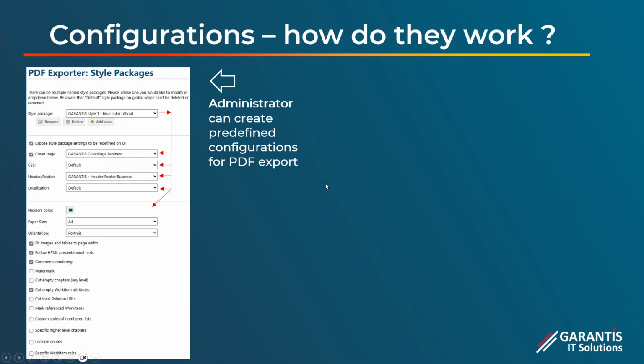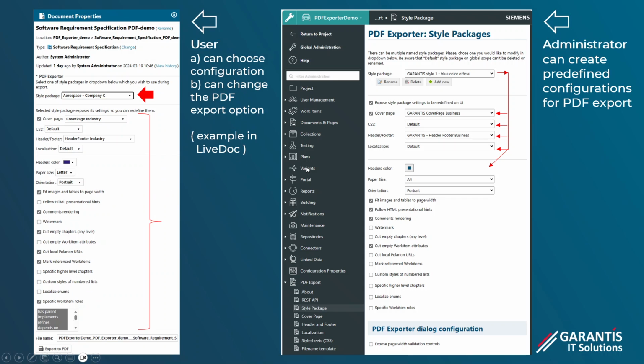So configurations have a hierarchy. You define a style package, and then for the style package you select cover page, CSS styles, header and footer, and localizations. So when you are in administration, which we can see on the right side, you define all these options and then you save one style package which will include a specific cover page, specific CSS style, header, footer and localization options, and all the checkboxes below.